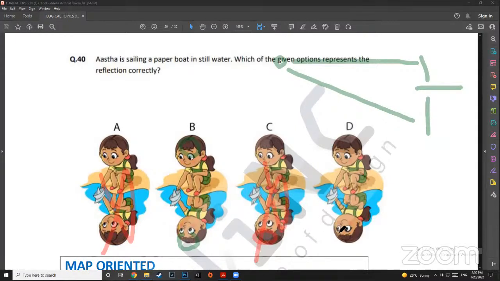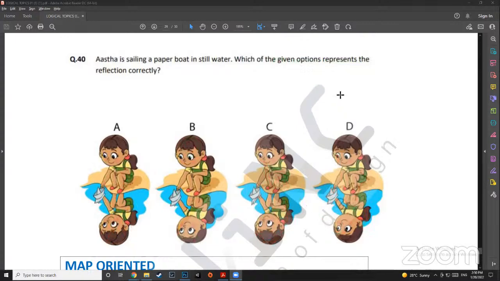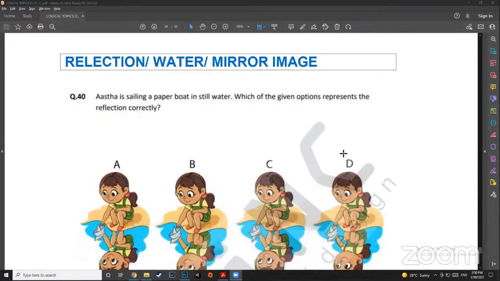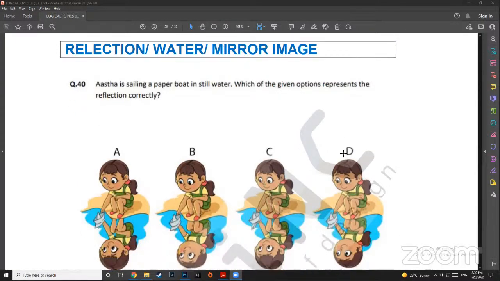In option D, you can see that, let's call her Vidhi. Oh, her name is Asta. Asta is looking at the board here, but she's not looking at the board here. So D will also not be the option. The correct answer would be option B. And I'm sure you guys will be able to figure out many more differences. Okay, this is mirror. But yeah, you need to remember logic. If you have logic, you will be able to solve it.